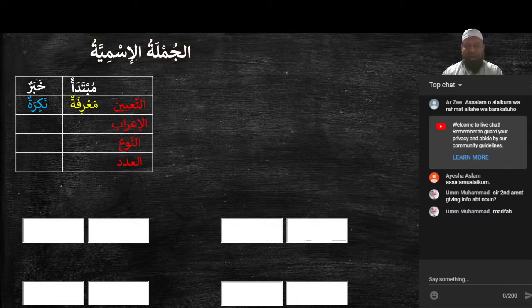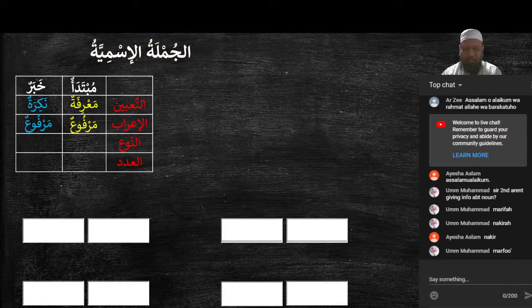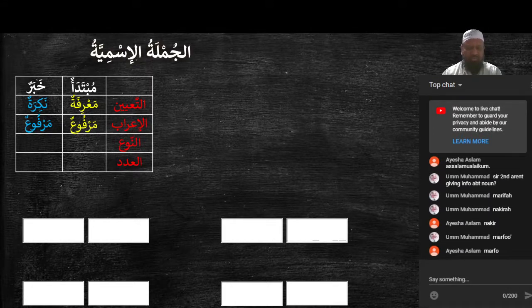Now, al-i'rab. What is the rule number 2? I'rab. Mubtada is marfu. Khabar also marfu. And now, gender, as I said, we can start. We are not restricted. In terms of gender, we can start either with mudhakkar or with muannas. And the khabar has to match. Khabar has to match mubtada in gender.